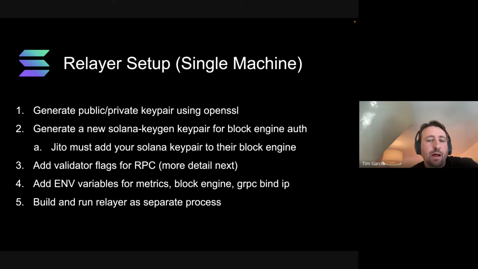Next step would be to add the validator flags for your local RPC server on your stake node. In order to run everything in one machine, you need to open up RPC locally. You do not have to open it up externally to the world, just locally so that the relayer can query for a few things in order to do what it needs to do. You need to add environment variables for metrics, for the block engine, and for the gRPC IP address. Those are all in the docs I'll point to in a minute. And then, of course, you need to build and run the relayer as a separate process from your validator.